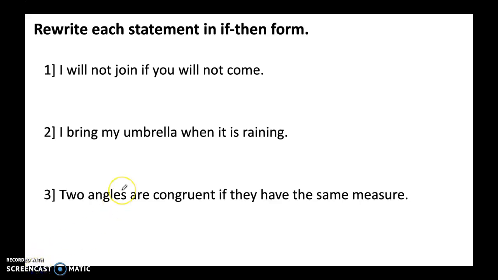So the word if, or after the word if, is our hypothesis, so you will not come. I will not join is our conclusion. So to write this as an if-then statement, this is our P statement, and this is our Q statement. So if P, comma, then Q, then ends with a period. So, I will not join if you will not come.